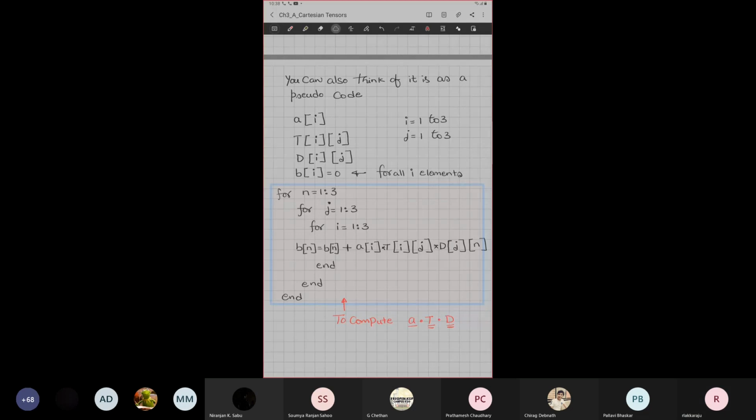There is a loop for n equal to 1 to 3, for j equal to 1, 2, 3, for I equal to 1, 2, 3, A_i T_ij starting with D_jn. This is the thing we have to calculate. If I repeat that entire thing, then I will be in a position to get A dot T dot D. That is the way you program it.